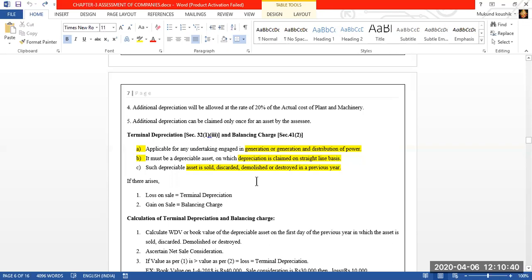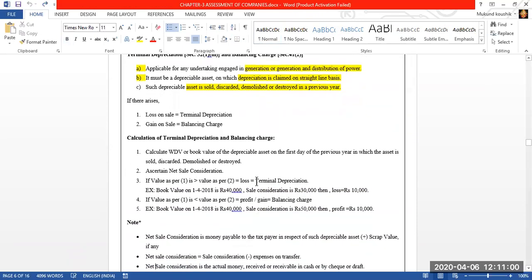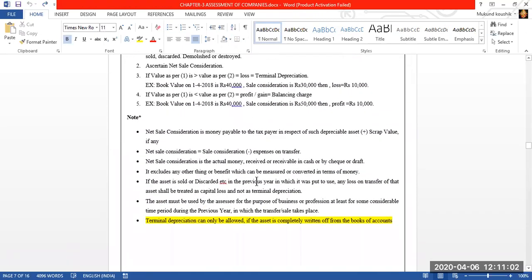Then again, the asset should be sold, demolished or destroyed in a previous year, and it should be completely written off from the books. Only if the asset is sold, discarded, demolished or destroyed in a previous year can losses be considered as terminal depreciation, provided that the entire value of the asset is written off completely from your books of accounts. So these are the conditions for claiming terminal depreciation, and these are the concepts with regard to depreciation.